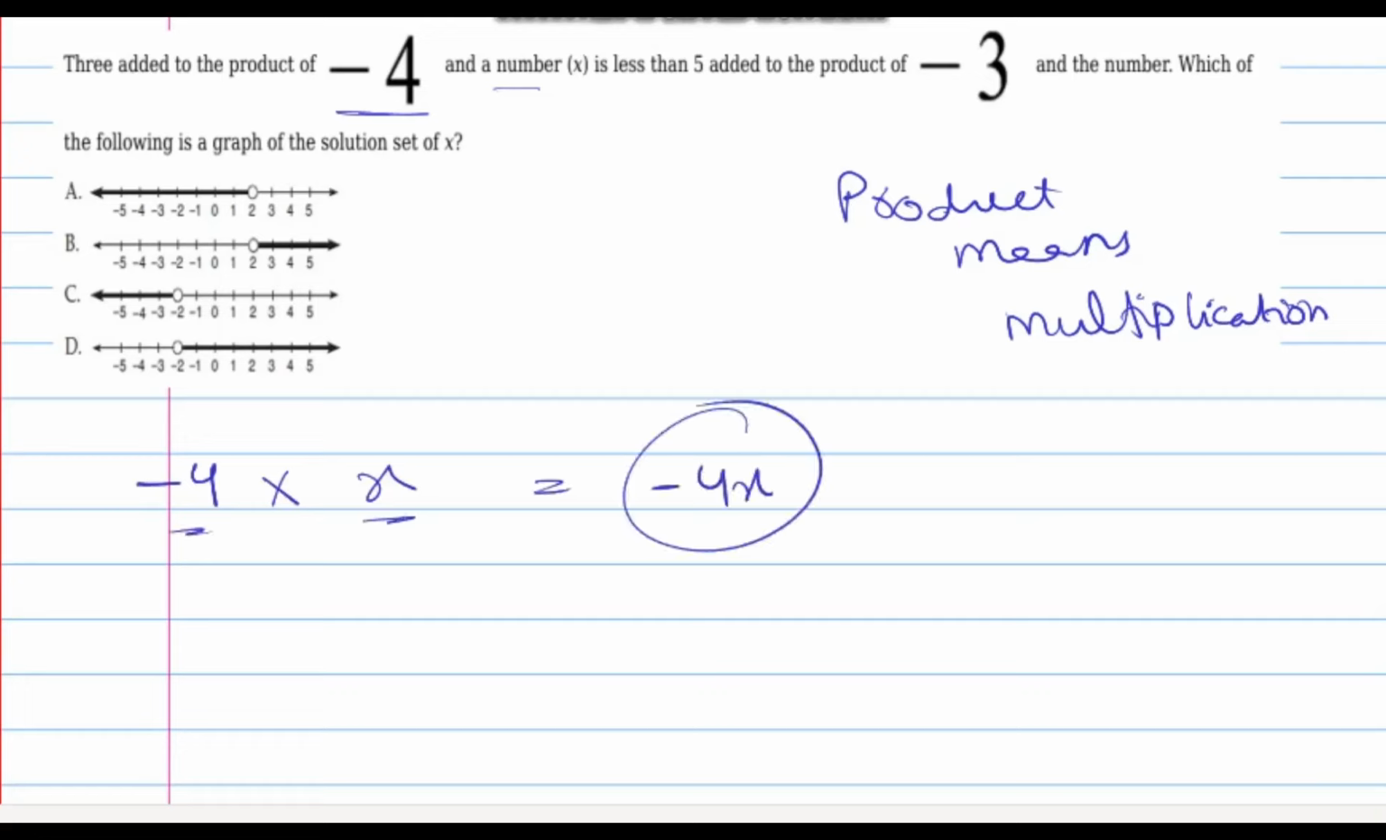The question basically says minus 4 is multiplied with x, and we don't know x, so we get minus 4x. This is the meaning of the product of minus 4 and a number x. Minus 4x is this, is less than 5 added to the product of minus 3 and the number. Again, the product of minus 3 and the number: now just write minus 3x. Which of the following graphs is the solution set of x?